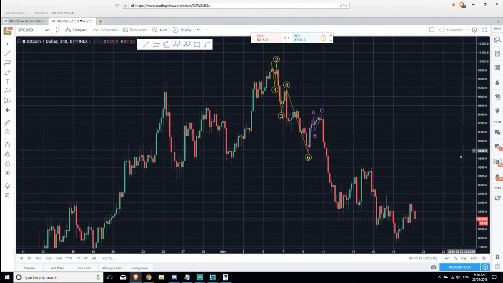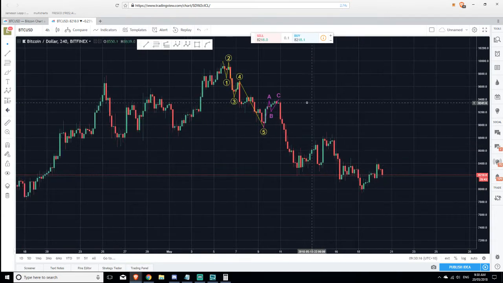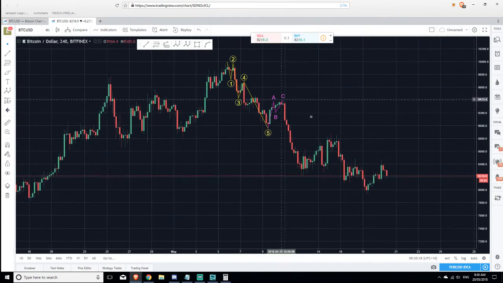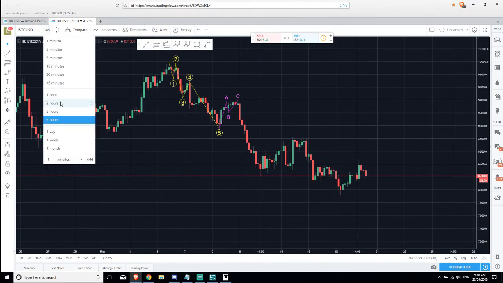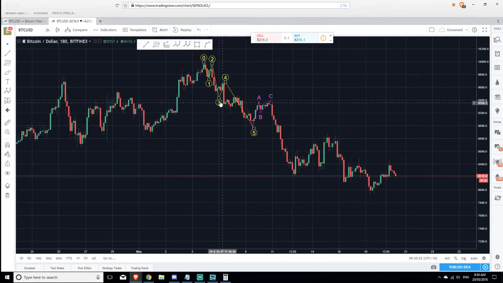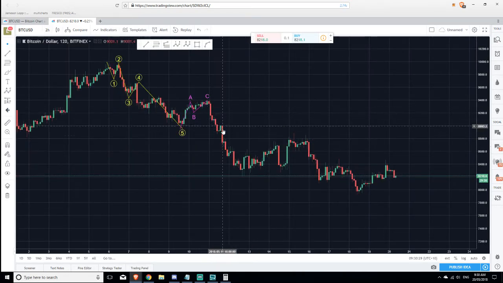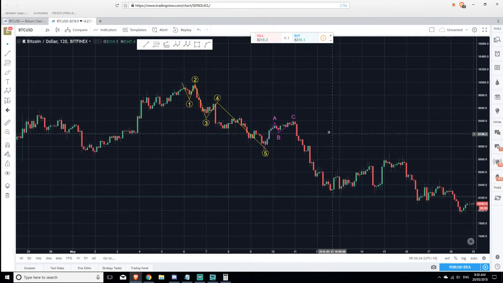Truncated C. After which we had huge. This is another ABC in and of its own. So if again go onto a lower time frame, 1, 2, 3, 4, 5. I had a bit of trouble actually trying to figure out the count of this one.